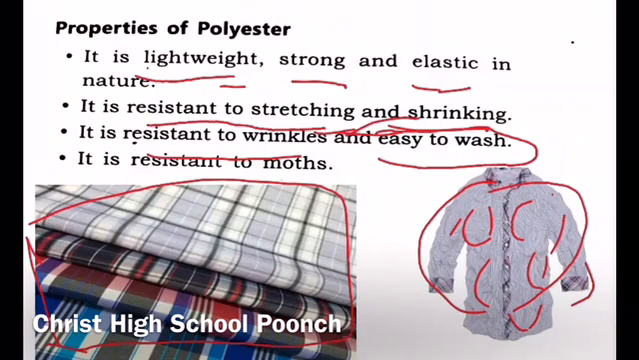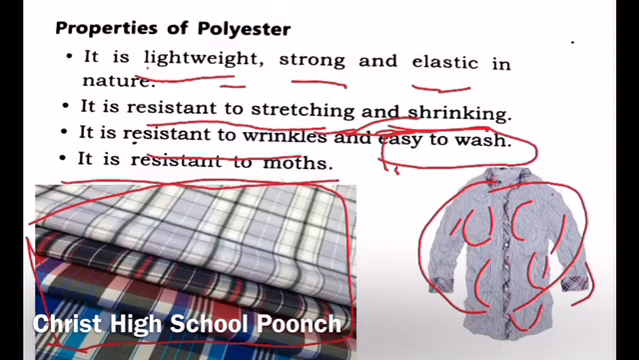What will be the reason? Since polyester is a synthetic fiber, it will absorb only less water, and so it is easy to wash the polyester clothes, and since it absorbs less water compared to natural clothes, it dries easily. Then next point, it is resistant to moths.